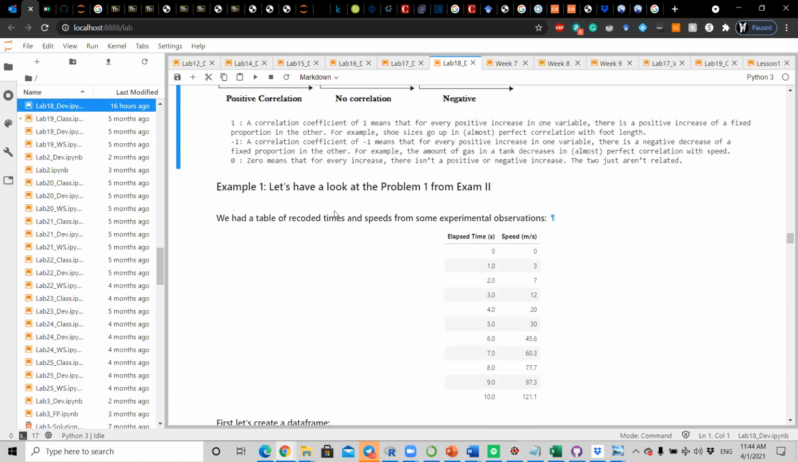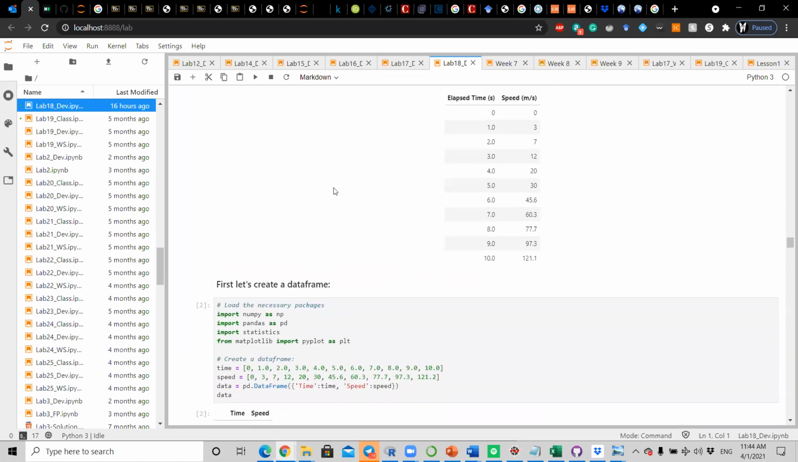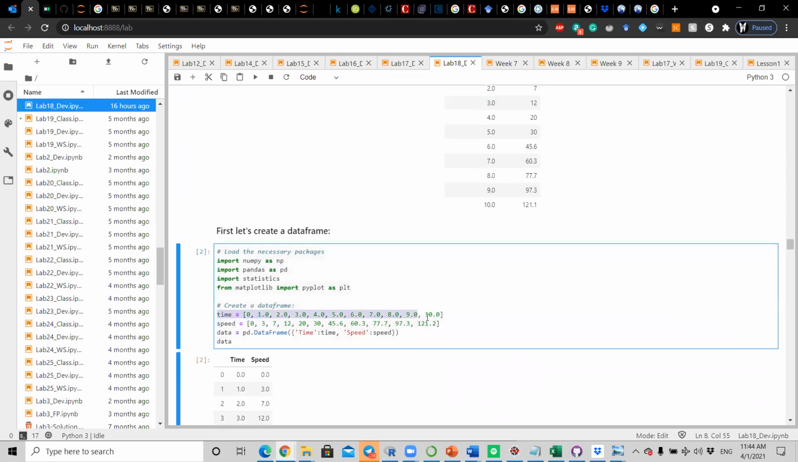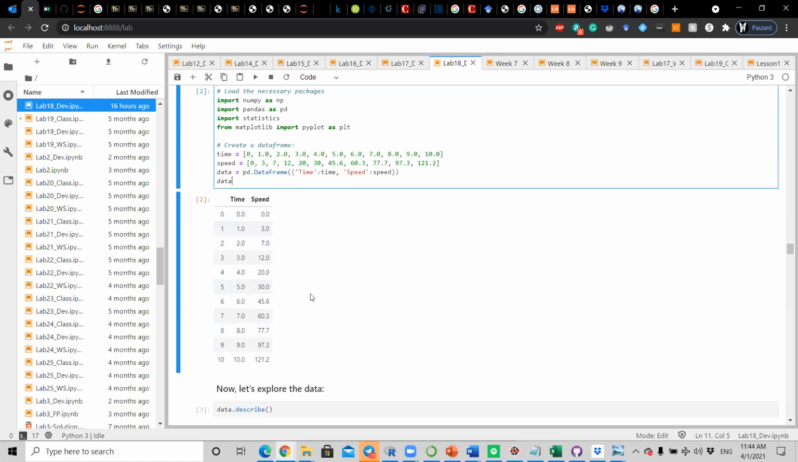let's have a look at the problem from the exam. Let's create a data frame with these two numbers. I'm importing NumPy, Pandas, statistics, and Matplotlib. My time, a list, my speed, a list. I'm putting them together and I'm getting this as a Pandas data frame, the first step.